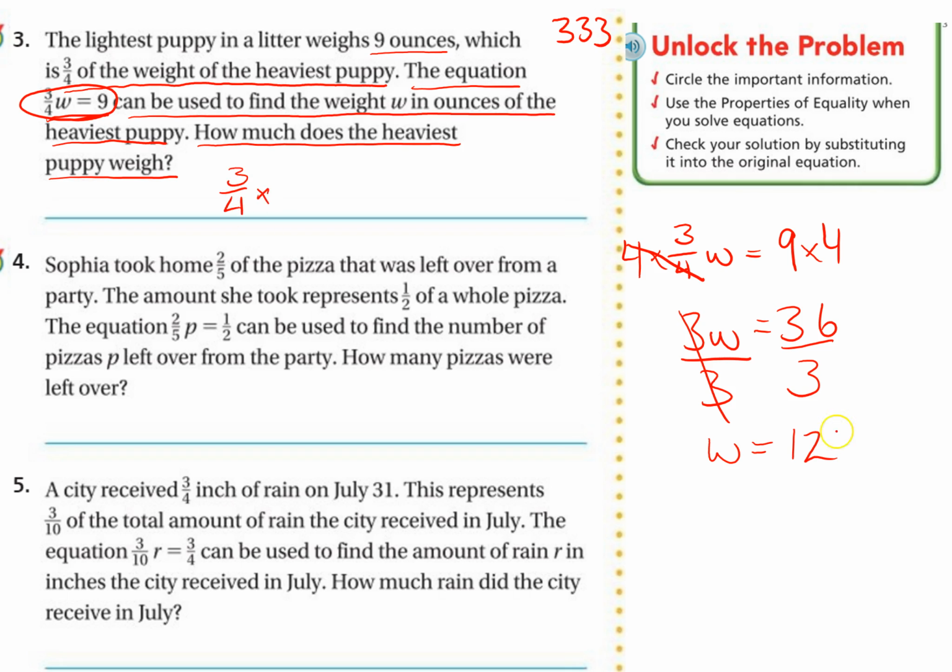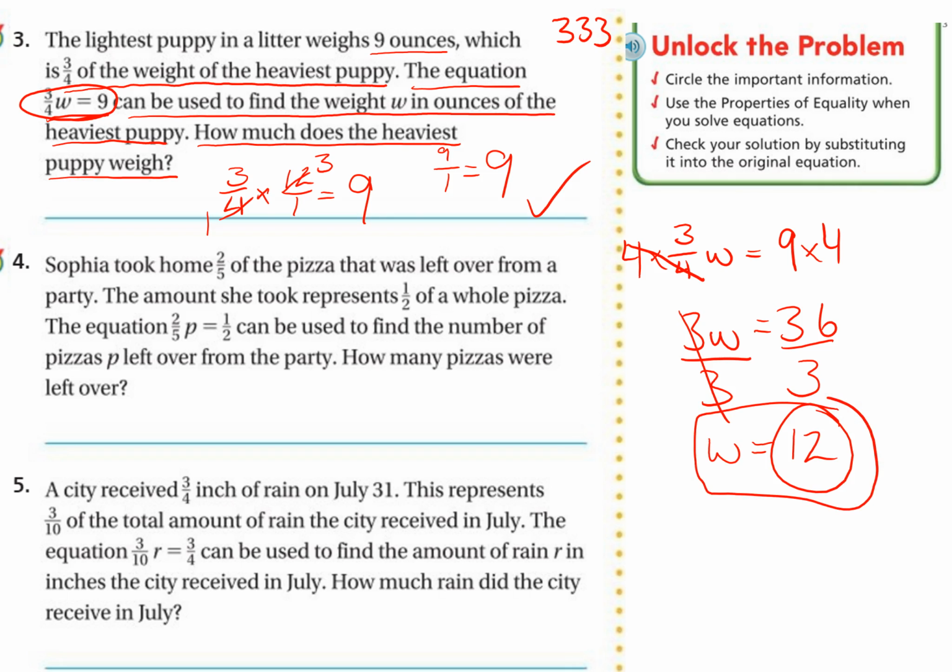Now we can plug this in and check. 3/4 times, and I said W was 12, and 12 can be written as 12 over 1, equals 9. Let's see if this is true. I can cross simplify here. 4 goes into 4 one time. 4 goes into 12 3 times. 3 times 3 is 9. 1 times 1 is 1. 9 over 1 does equal 9, so this checks out. My answer of W equals 12 checks out, because I was able to plug it in and check.